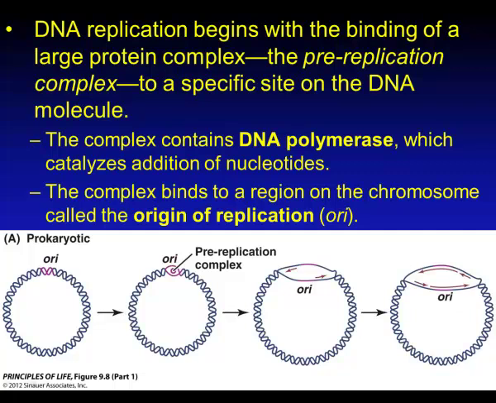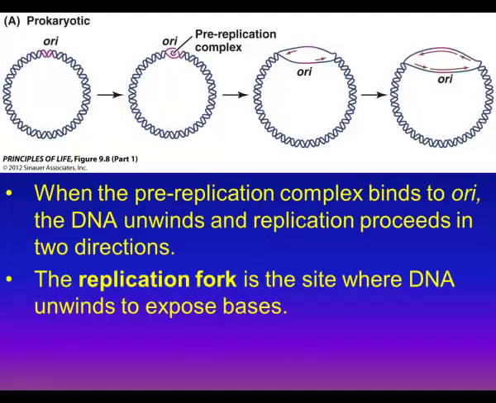Hopefully by now you recognize that the -ase suffix indicates an enzyme. And usually you can tell by looking at the name of the enzyme what the function is. So a DNA polymerase is an enzyme which builds DNA polymers. When the pre-replication complex binds to the origin of replication, it causes the DNA to unwind. There's one specific enzyme called helicase, which is part of the pre-replication complex, and helicase is responsible for this unwinding.